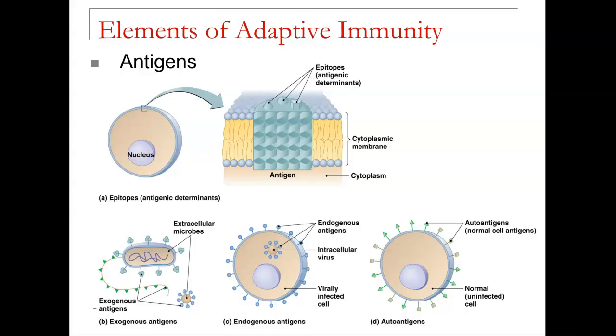And then the third type, which is called an autoantigen. Those are molecules that are going to be found on an individual's normal, uninfected cell. So it needs to learn self-tolerance. So the immune system has to recognize the antigens that are found on your normal body cells, so it does not attack these cells. It doesn't see them as foreign.